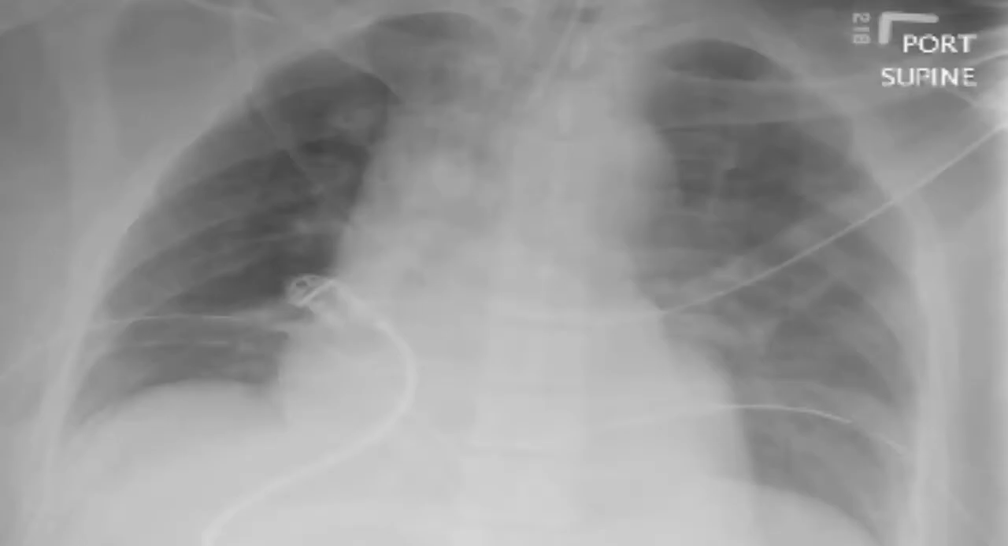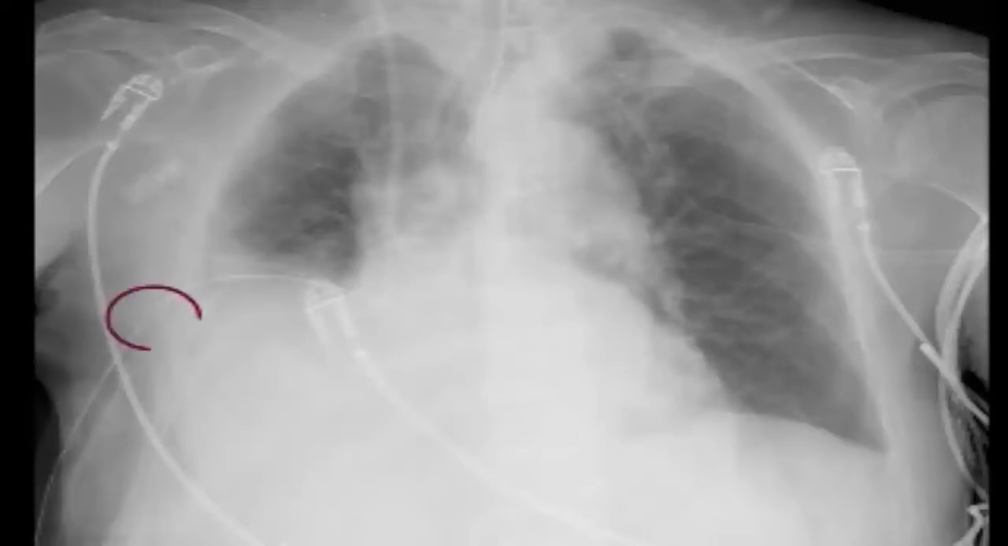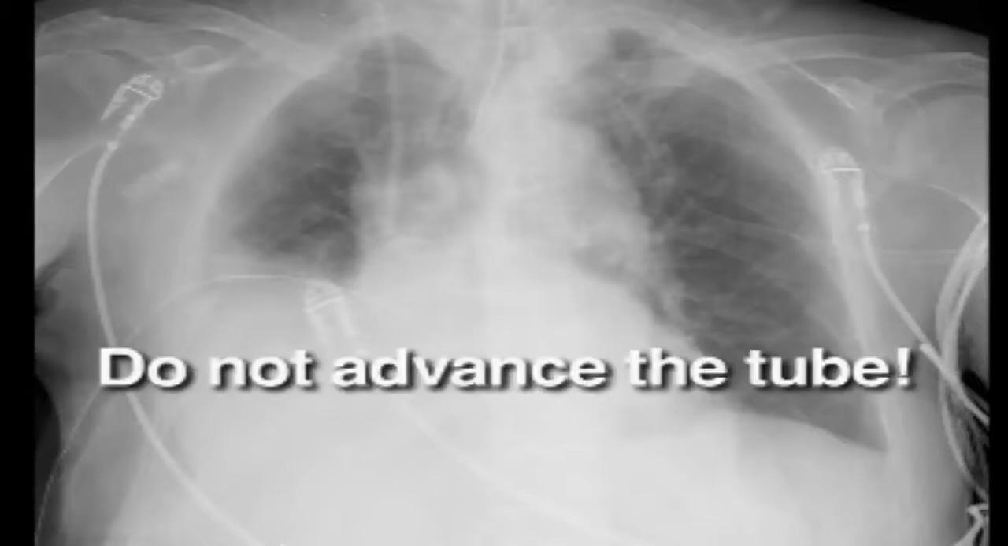On an X-ray, the radio-opaque stripe is visible with an interruption indicating the position of the proximal hole. This hole must be within the pleural space. Otherwise, it is sitting outside the pleura and not draining effectively. This is an indication to replace the tube altogether. Do not advance the tube into the chest, as this can introduce non-sterile tubing into the chest cavity.